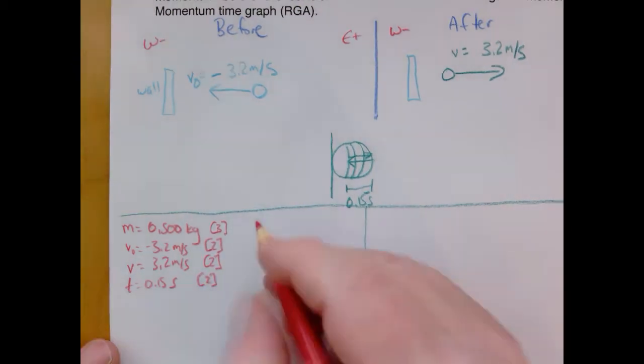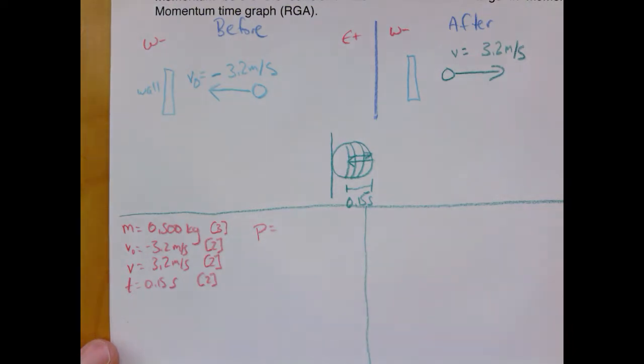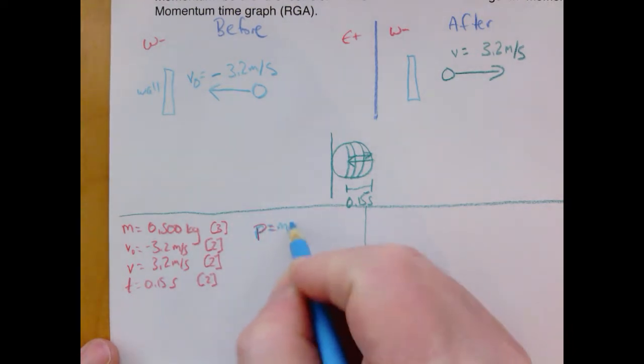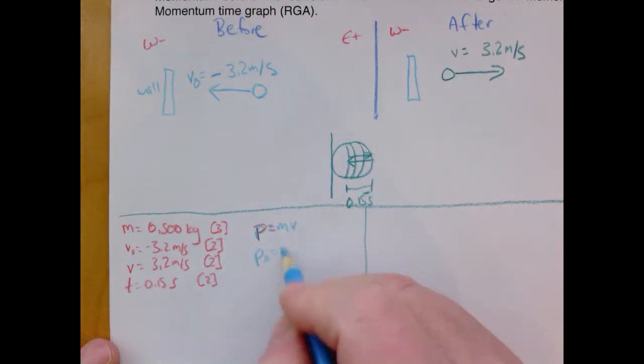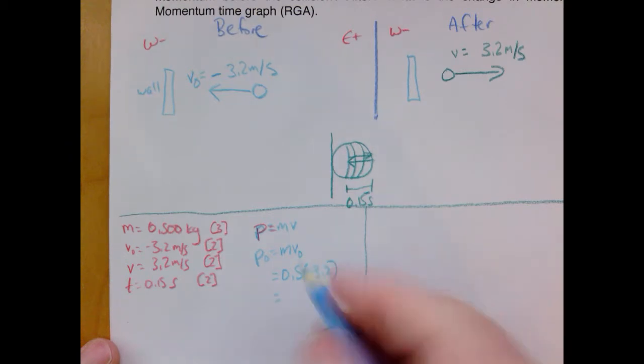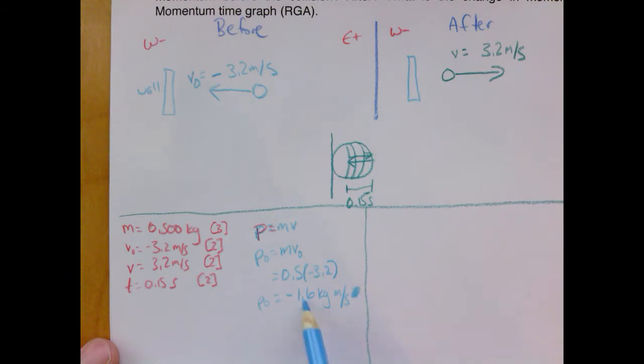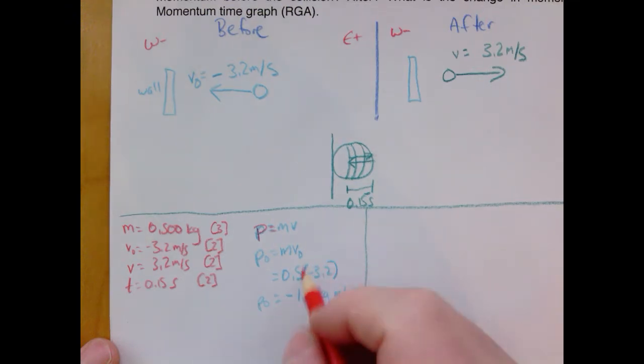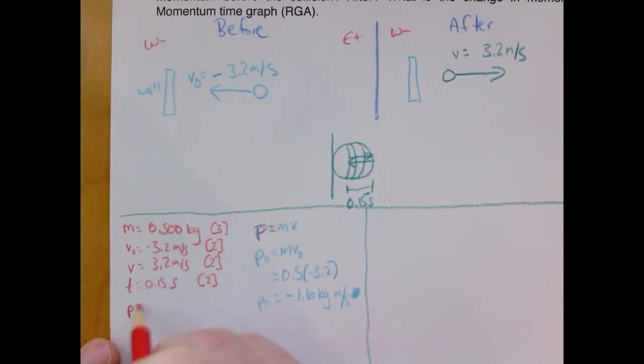So I want to know the momentum before. Momentum is mass times velocity. The initial momentum is going to be the mass times the initial velocity. So we have 0.5 times negative 3.2, which is going to be negative 1.6 kilogram meters per second. We keep 2 significant digits in our answer, because the velocity has 2, and even though the mass has 3, the overall answer has 2. So that's our initial momentum.